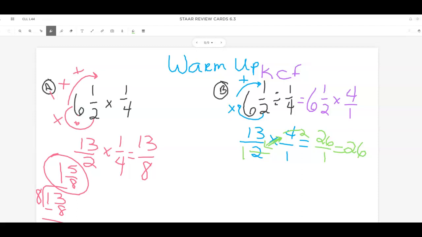Okay, if I did not simplify first, I would get, let's see, 13 times 4. 3 times 4 is 12. Carry the 1. 4 times 1 is 4, plus 1 is 5. I would get 52/2. And then I would have to simplify that. 52 divided by 2 is 26. That's too much. I just heard a scream. Okay. So, same thing. But I simplified before I multiplied, just so I didn't have to deal with the bigger numbers when I was done.